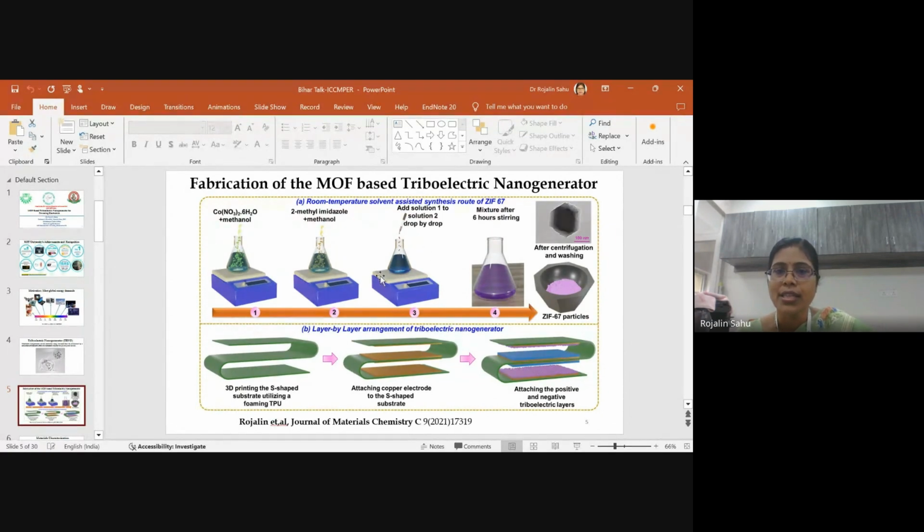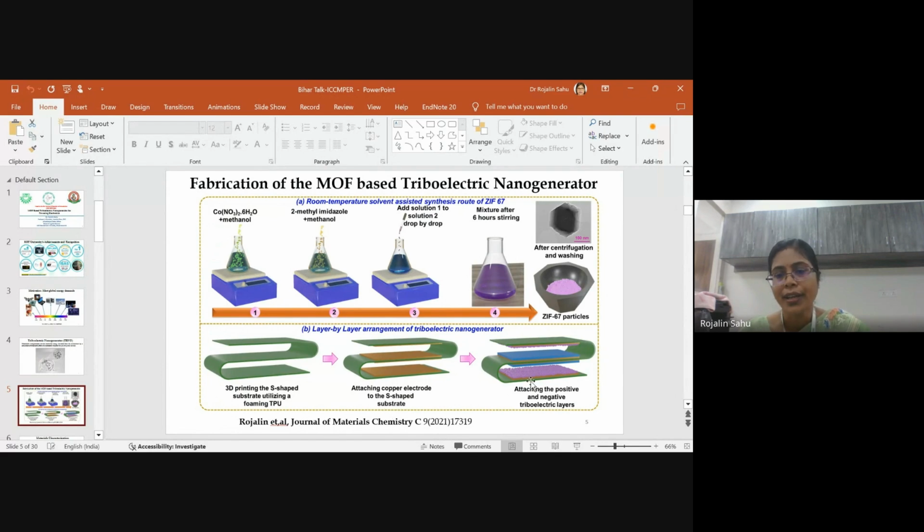So this is synthesized by following a room temperature synthesis, and after getting the powder, we have coated it over the copper electrode. This TENG device is designed using a 3D printer, and plastic urethane is used as the source. On that, copper tape is pasted, and on that the layer is formed using the ZIF-67 particles.